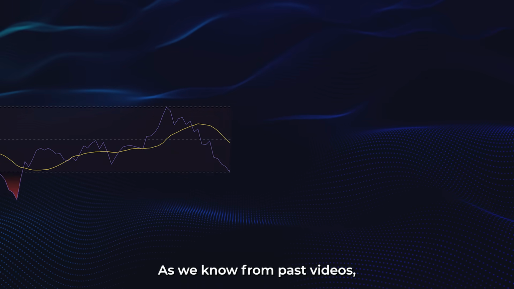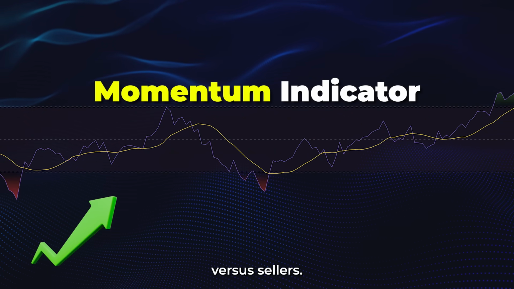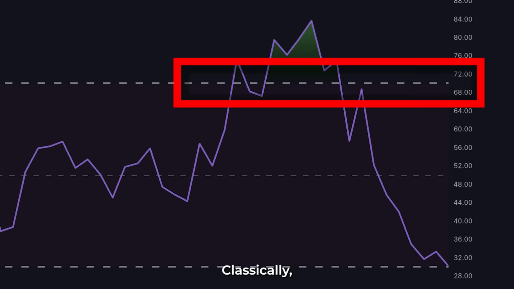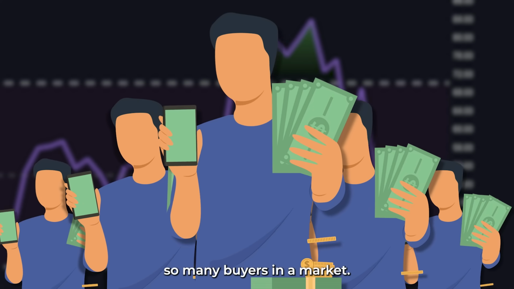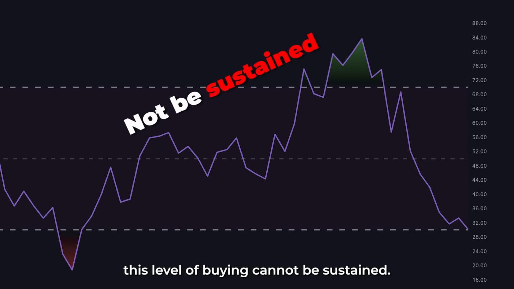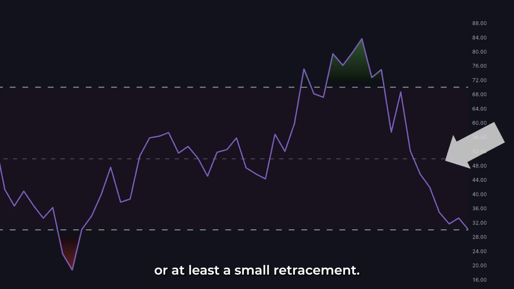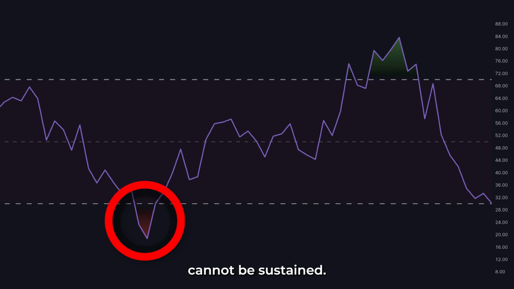As we know from past videos, RSI is a momentum indicator, showing the momentum of buyers versus sellers. Overbought is when the RSI crosses above 70 classically. The theory goes that there are only so many buyers in a market, so once they start to approach this level, buying cannot be sustained. Therefore, we expect a reversal or at least a small retracement. Oversold, of course, is the opposite, where we assume the selling momentum cannot be sustained.